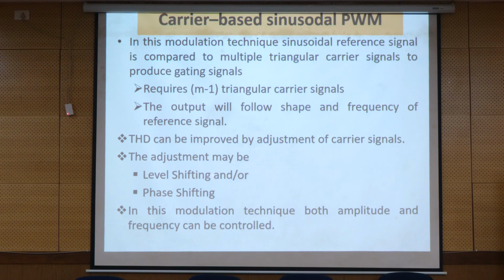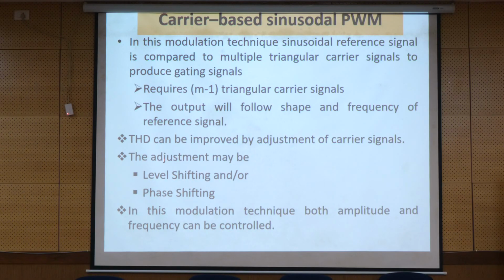Again, in the carrier based PWM technique, we have two types: one is level shifting and the other is phase shifting. Level shifting means the carriers are placed one above the other, and phase shifting means shifting the phases of your carrier signals. The carrier signal amplitude and the period should be the same. This should be taken into consideration.